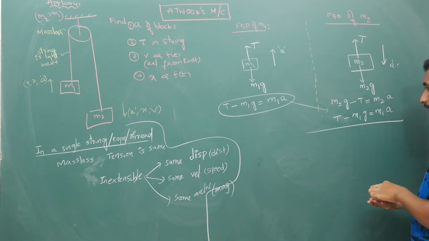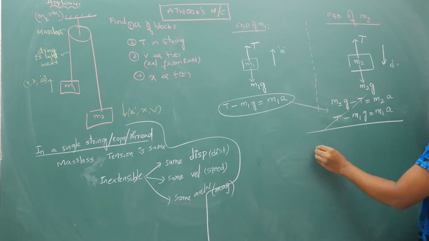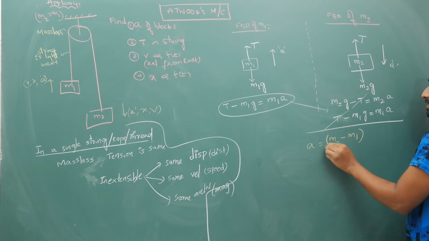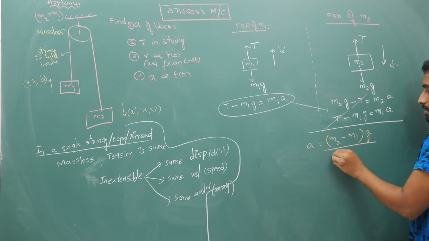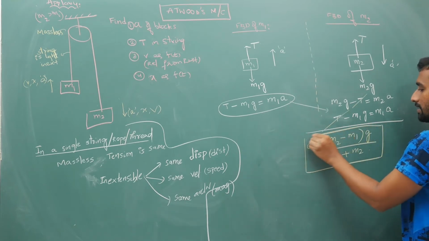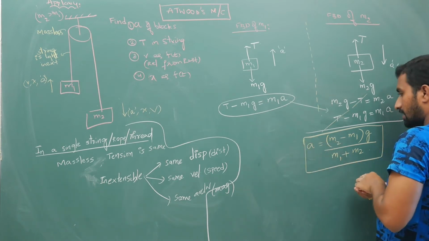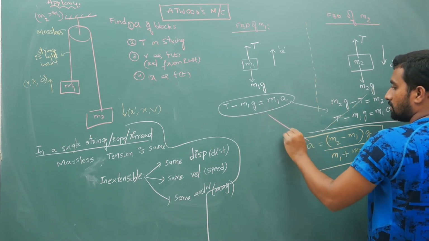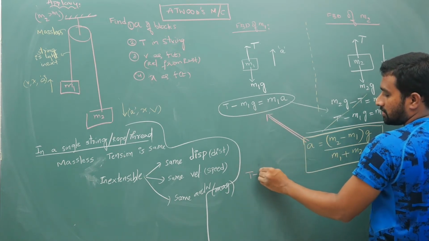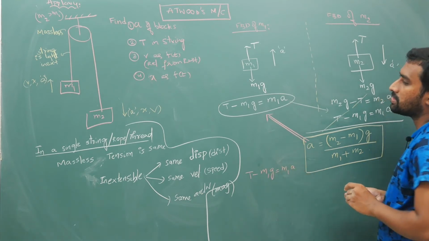Now if I add these two equations, plus T minus T will go off. So your acceleration is m2 minus m1 into g by m1 plus m2. Okay, this is your acceleration. And coming to your tension, take this acceleration and substitute it here. So T minus m1g is equal to m1 into A. You substitute into that equation.